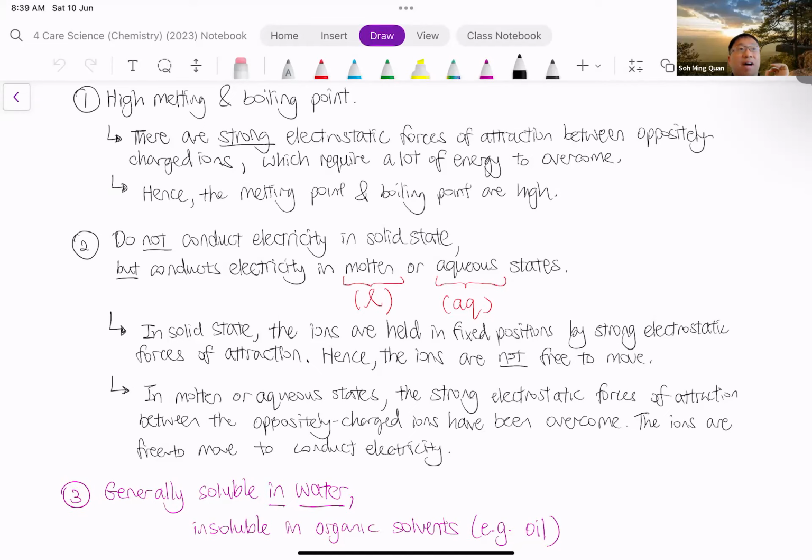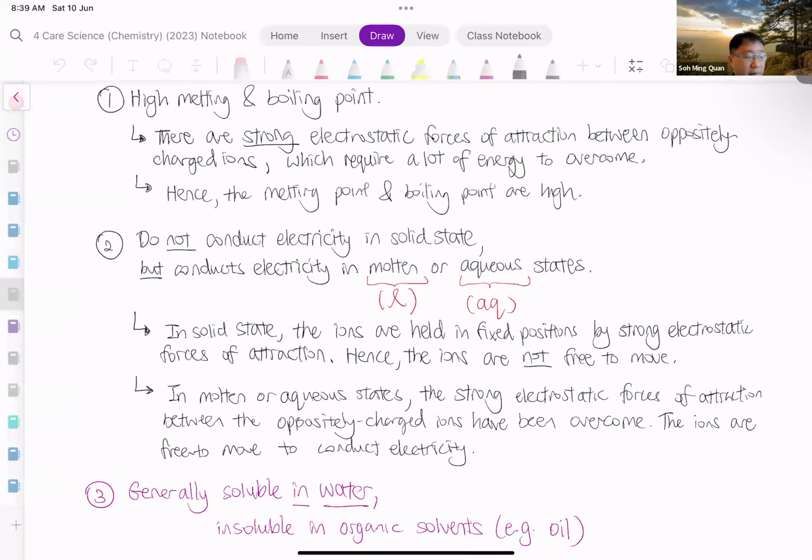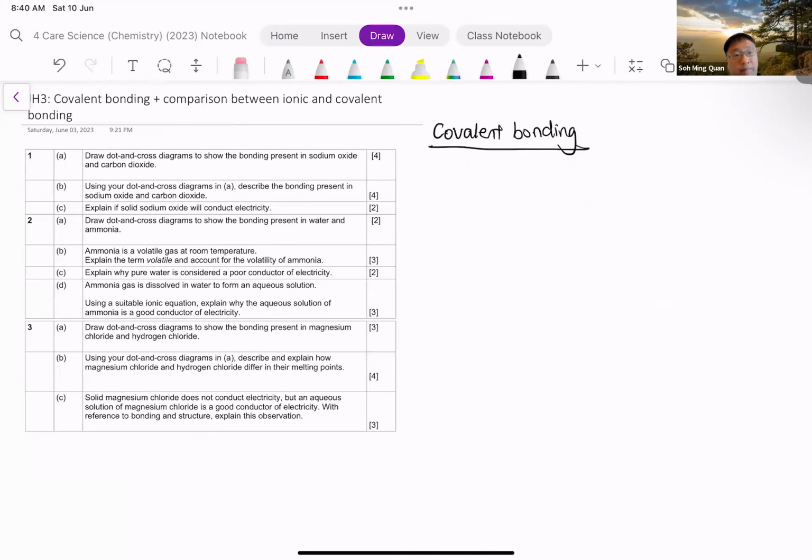So these are the characteristic properties of ionic compounds, which we have to remember are formed between metals and non-metals. All right? So these are ionic compounds and ionic bonding, which you can refer to the previous video, JH2, for revision. So today we shall go on to covalent bonding.